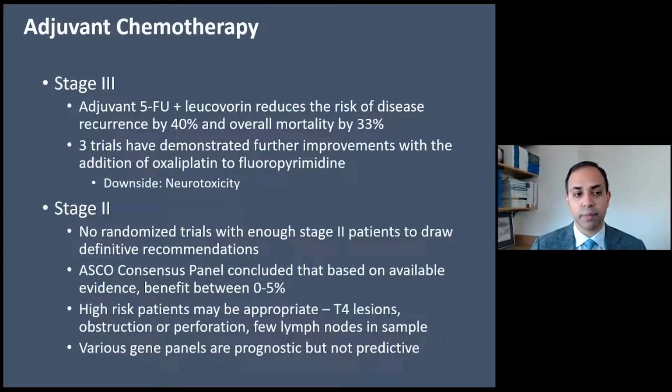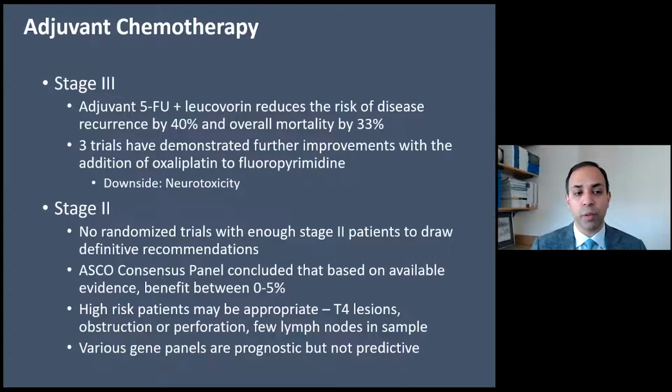There may be some higher risk features, such as presentation with a T4 lesion, obstruction or perforation at diagnosis, or inadequate lymph node sampling, that might impart a greater benefit from adjuvant chemotherapy for patients with stage 2 cancer. However, these have not been clearly demonstrated.